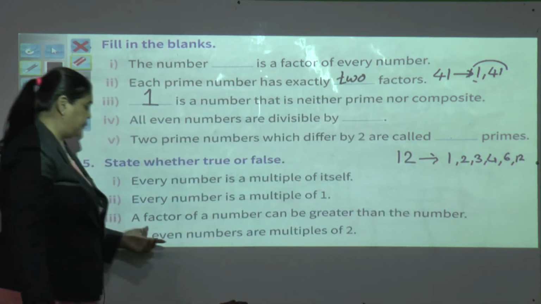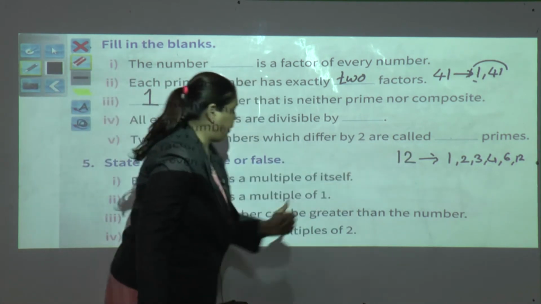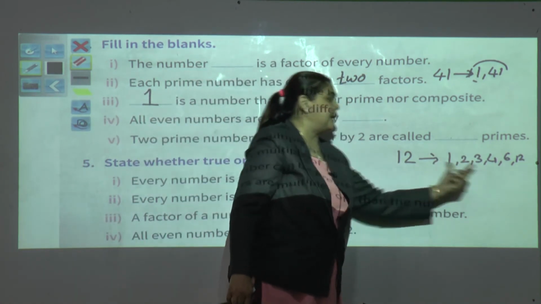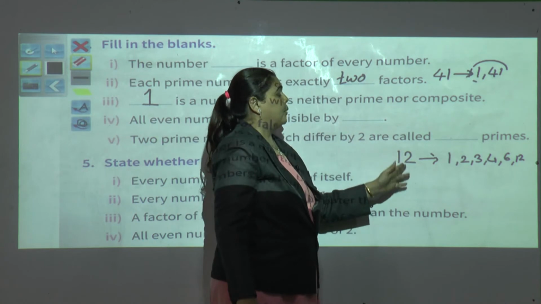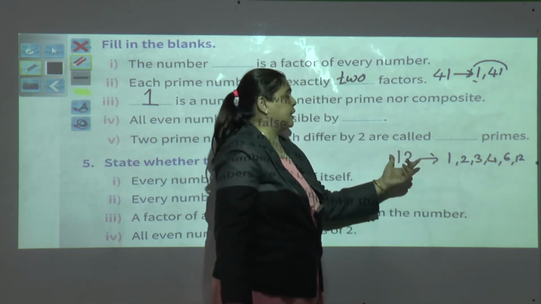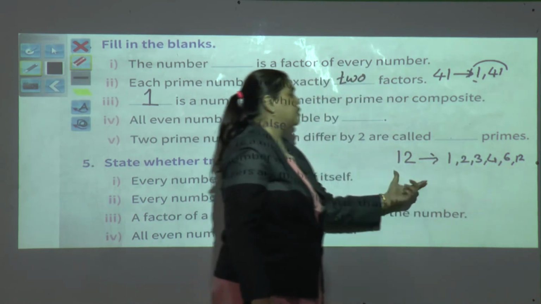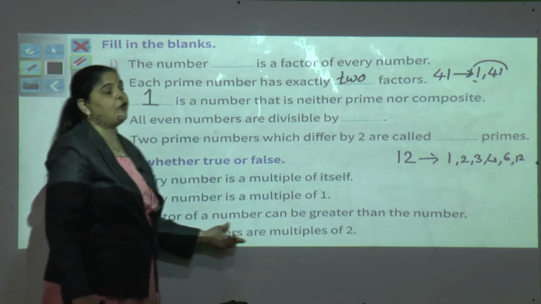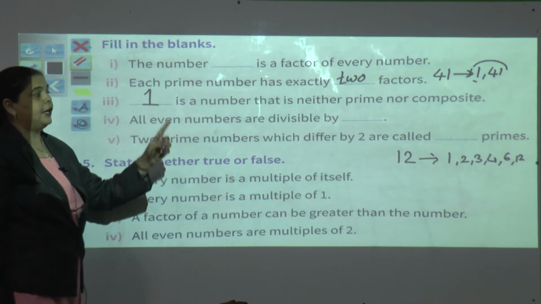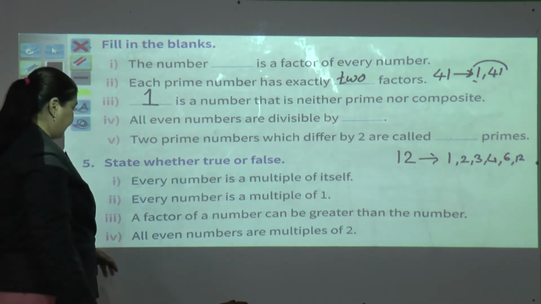What is our statement? The factors of a number can be greater than the number. Are the factors greater than the number? No, because the last factor is the number itself, or we can say that every number is a multiple of 1 and the number itself. So this statement is true or false? It's false, because the factors are not greater; the largest is the exact number whose factors we are finding.